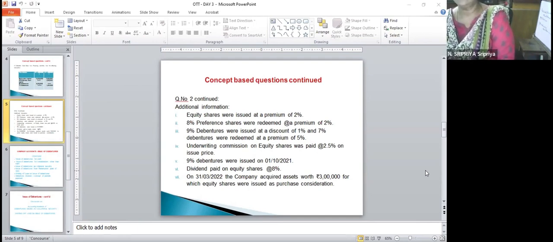So the outermost column will have only 6 items, teachers. Cash flow from operating activities, cash flow from investing activities, cash flow from financing activities, net increase or decrease in cash and cash equivalents. With that, you will add the opening balance of cash and cash equivalents, and what you get will be the closing balance of cash and cash equivalents. So as per CBSE guidelines, you will have only 6 items in the outer column.